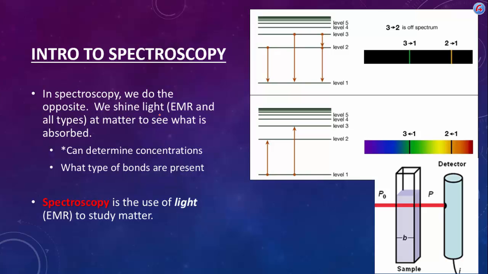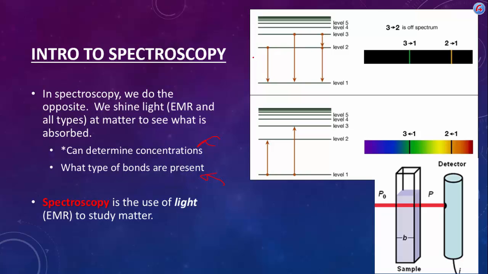So rather than seeing light coming off of matter, we're going to shine light at the matter, and it can be any type of light, like electromagnetic radiation: radio waves, microwaves, infrared, ultraviolet, ROY G. BIV, etc. Basically, we can use spectroscopy to determine concentrations of solutions. At the college or research level, you'll look at what kind of bonds are present in a molecule. That's one way we can find what a molecule looks like.